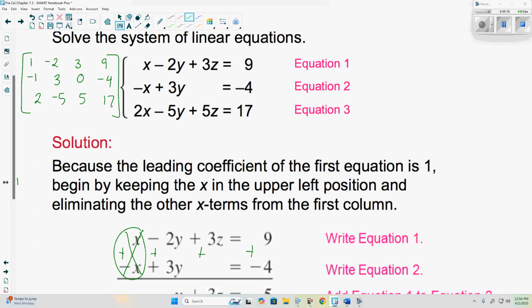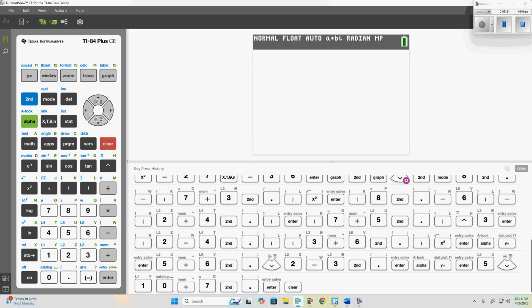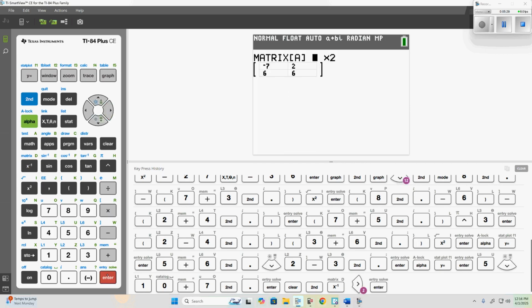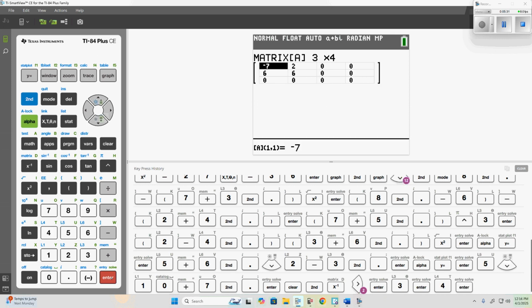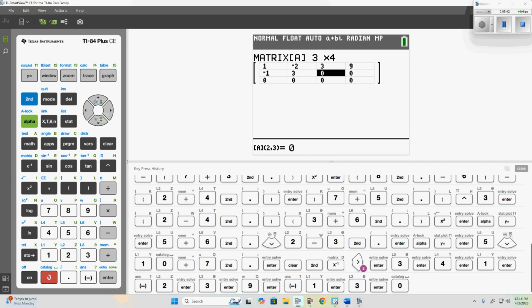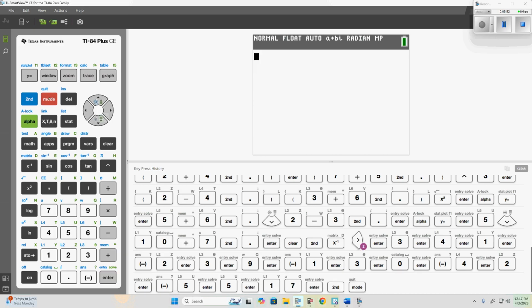Okay. So let's get the graphing calculator. Now the first thing we're going to want to do is type this in as a matrix. So we're going to go second matrix, over to edit. We want a 3 by 4, and we're going to type our numbers in. 1, negative 2, 3, 9. And then negative 1, 3, 0, negative 4. 2, negative 5, 5, 17. Second, quit.